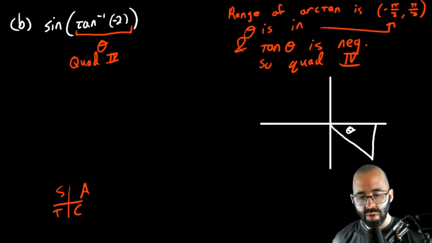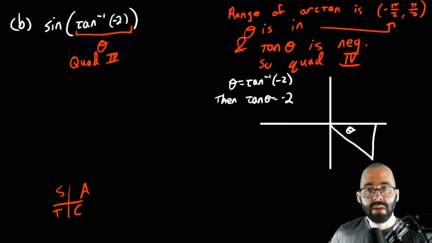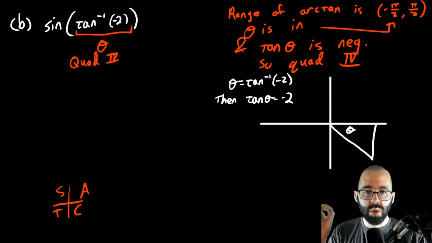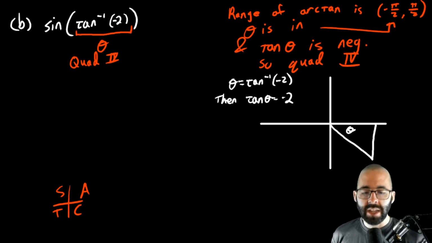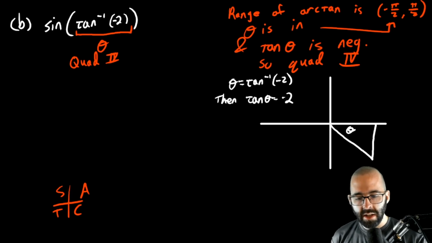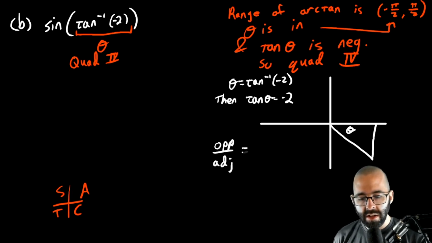Right? Where am I getting that? If theta equals the inverse tangent of -2, then tangent of theta equals -2. That's that relationship from 8.3.1, the first video of this section. So tangent of theta means opposite over adjacent. That ratio is equal to -2.